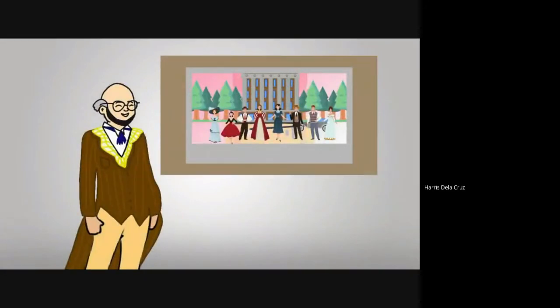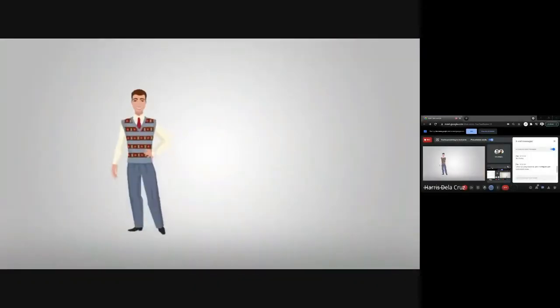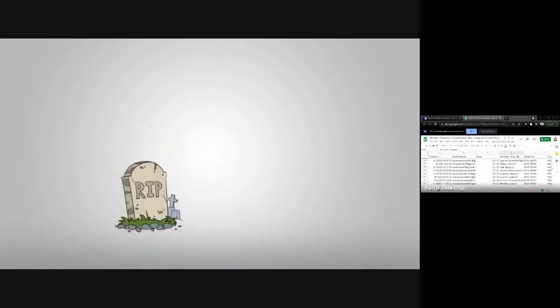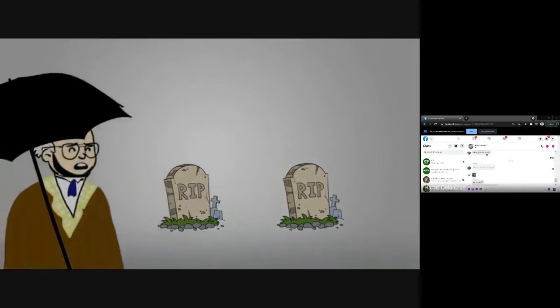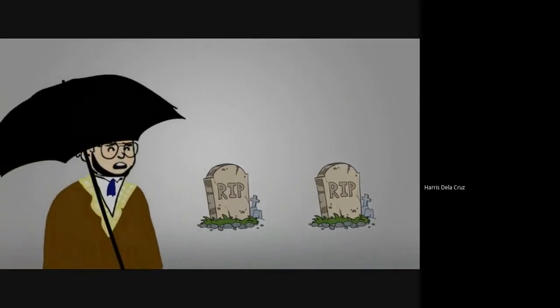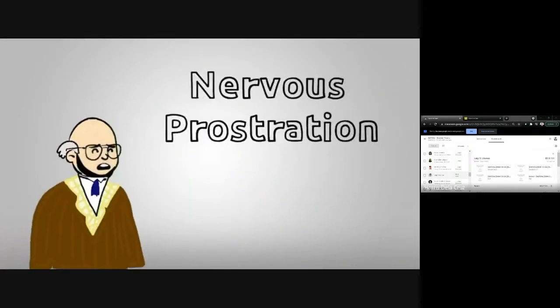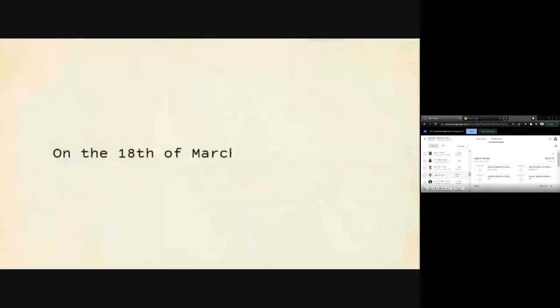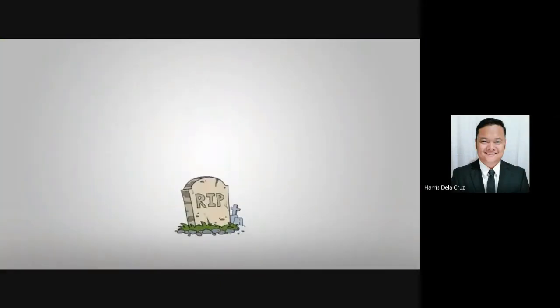De Morgan loved his family so dearly, but misfortune suddenly haunted him. 2 years after resigning as a professor, George, who seemed to be following his footsteps, died. But that's not it. It was followed by the death of one of his daughters. His love for them was just too strong that it got him extremely devastated. Having to bury 2 children led to nervous frustration, an incapacitating emotional disorder. On the 18th of March, year 1871, Augustus de Morgan died of father's love.